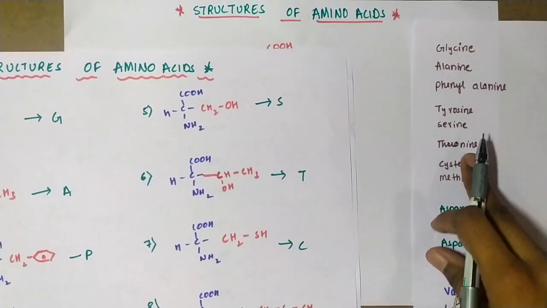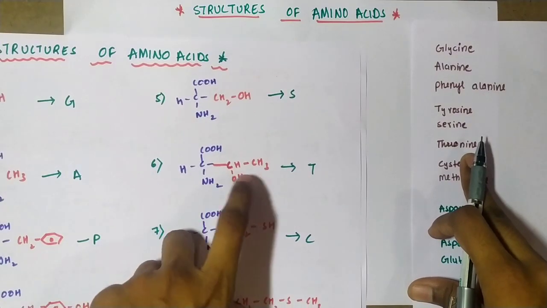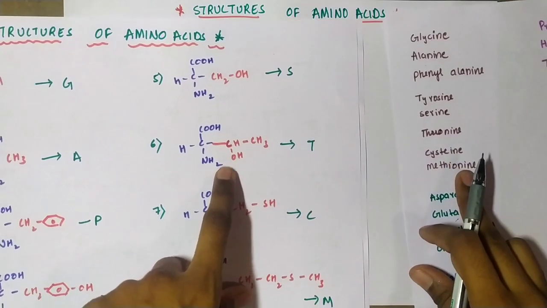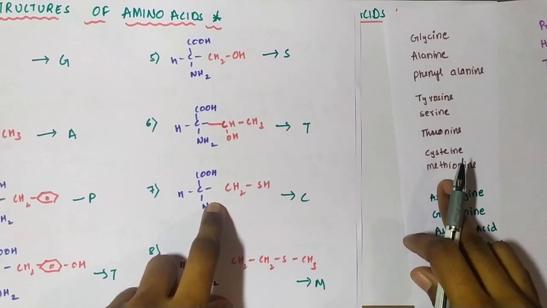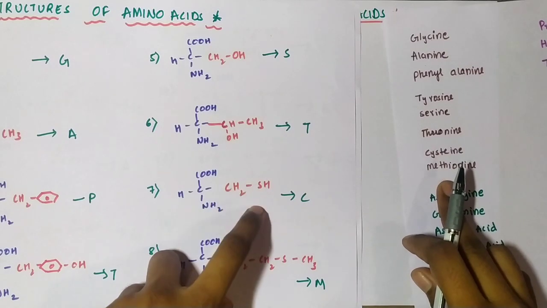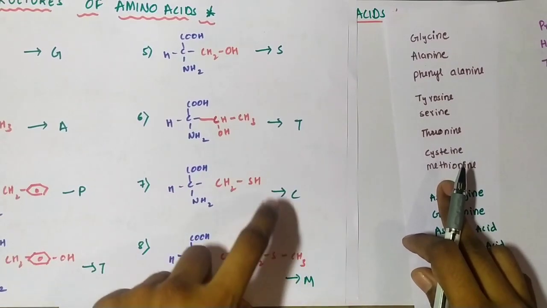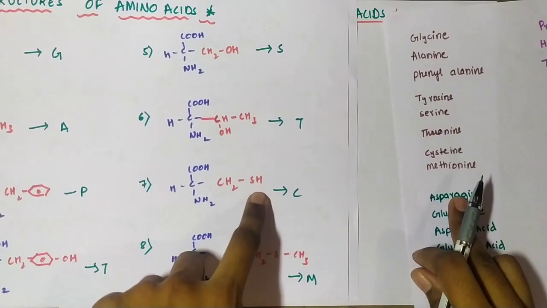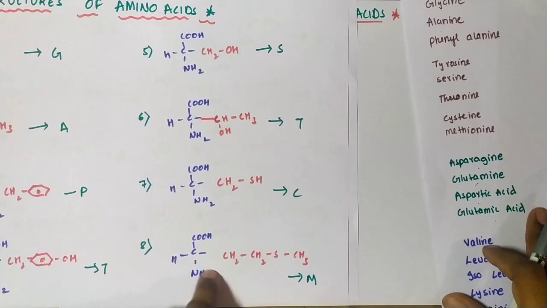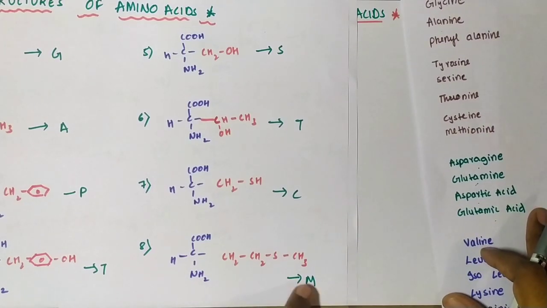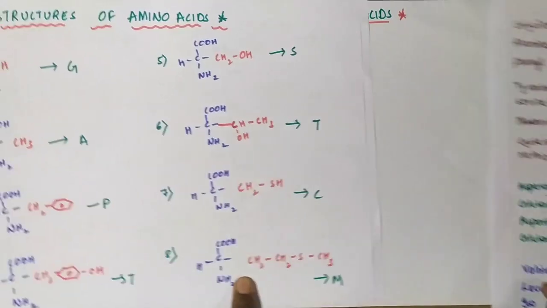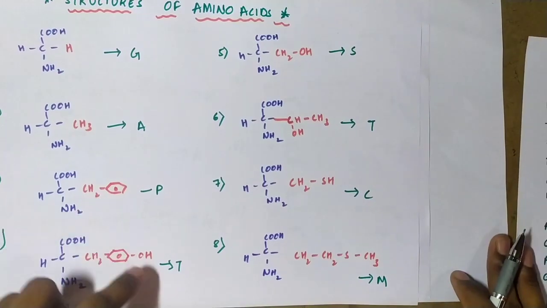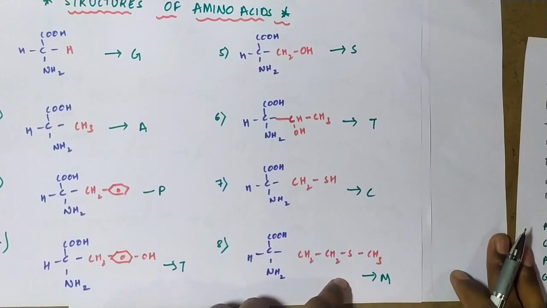So our next is threonine. Threonine can be written as CH3 and to this an OH group is attached. Next is cysteine. Cysteine and methionine, they both become the CM. Here for cysteine, a CH2SH group is there, whereas for methionine, CH2, CH2, S and CH3. So this is the structure of CM. So this whole structure comes under our first sentence, that is GAP, TS, T and CM.